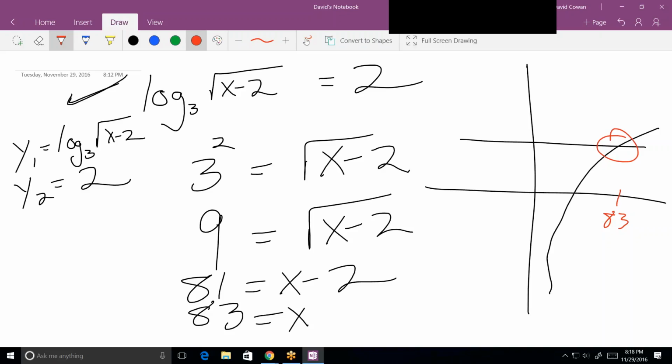Maybe I put the equation wrong. Oh, yeah. I forgot to put the square root. Okay, that would make a difference, because if I didn't have the square root sign there, then I would have 9 equals x minus 2, and that would give you 11. Yeah. So, but the square root changes everything.